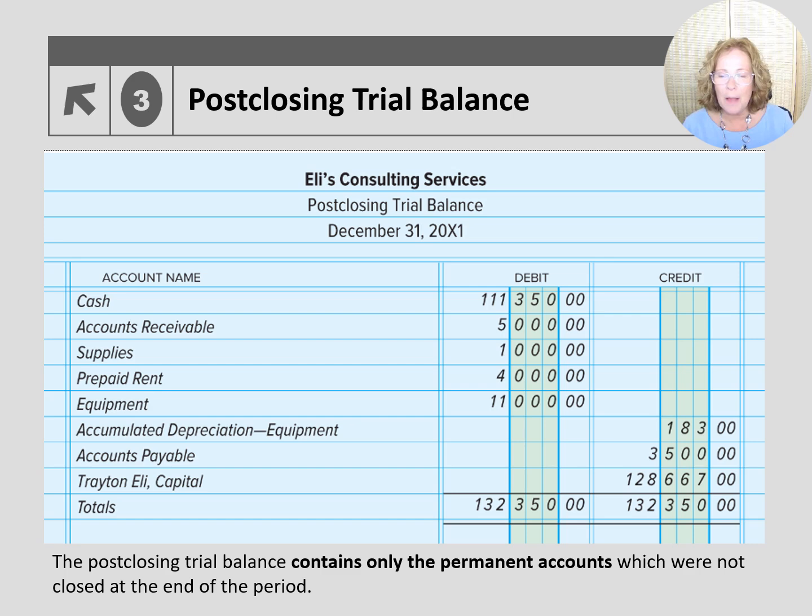This is the post-closing trial balance for Eli's Consulting, which is shown on the first line of the header section. The second line contains the title, post-closing trial balance, and the third header line contains the date, December 31st, 2021. Next, we list all asset accounts and their balances in the appropriate column. Remember that accumulated depreciation is a contra asset account with a credit balance. Next, list the liability accounts followed by the capital account. We then add up all of the debits and credits, and both should be equal.